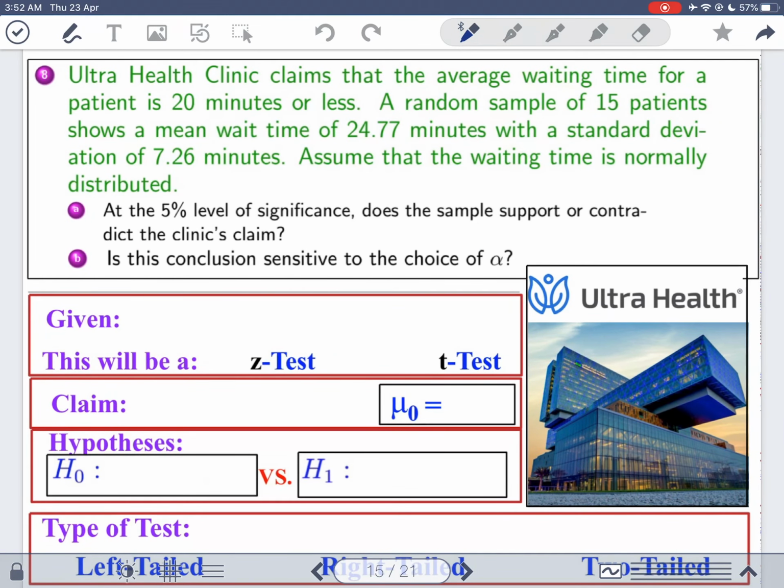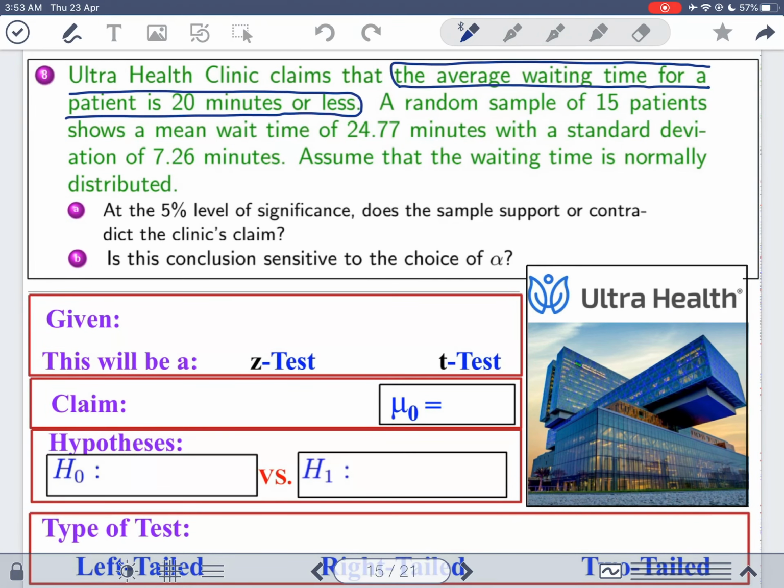Ultra Health Clinic claims that the average waiting time for a patient is 20 minutes or less. You need to read the whole thing, yeah? So the average waiting time for a patient is 20 minutes or less. So in the clinic, they're telling you that if you come to the clinic, when they tell you to wait for the doctor, you will wait 20 minutes or less.